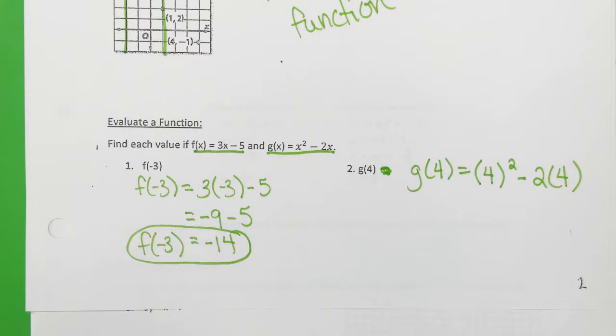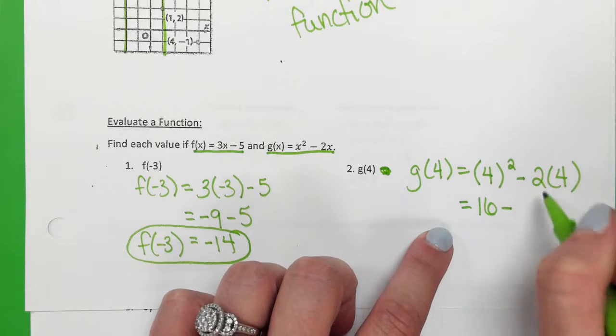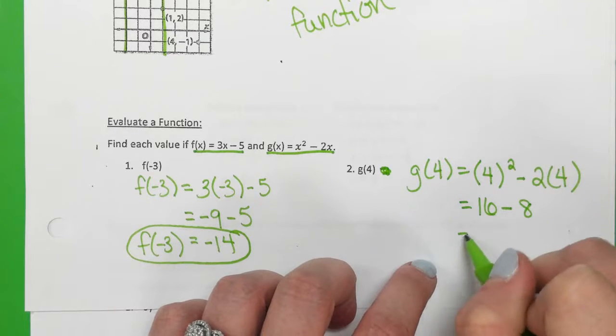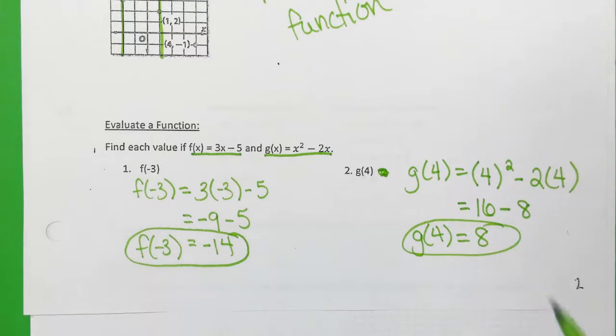That's where we're at. Okay, what's 4 squared? 16. And what's 2 times 4? 8. So what's g of 4? 8. So what does that mean? Do not divide by 4. What does it mean? When x equals 4, y equals 8. There you go. Y'all okay? All right, let's flip over.